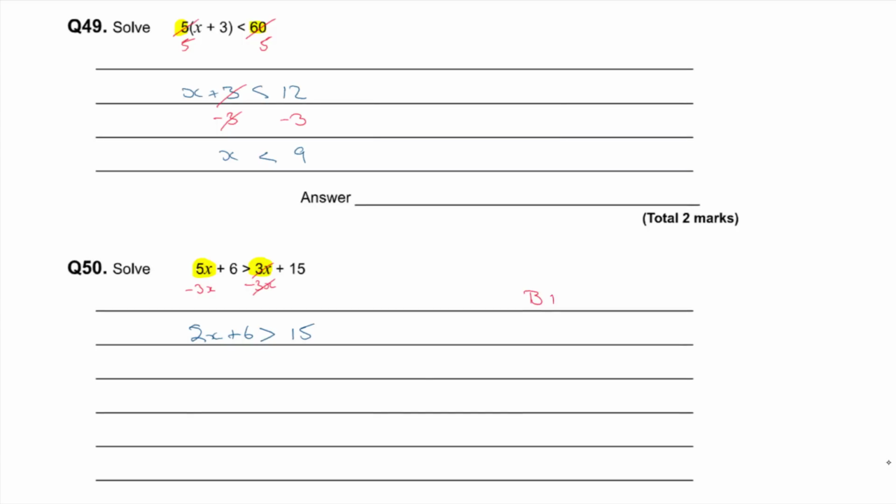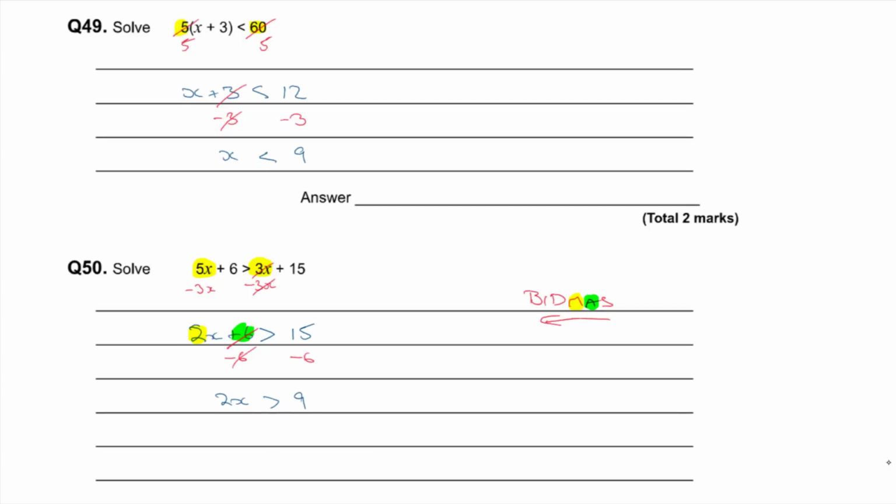Thinking about BIDMAS backwards. So what's going on here then? I've got a multiply by 2 and then an add 6. So I've got a multiplication and an addition. So going through BIDMAS backwards, addition first, then multiplication. So dealing with the addition, doing the opposite of adding 6, I'm going to subtract 6. They'll cancel. It's going to leave me with 2x is greater than 15 take away 6 is 9.